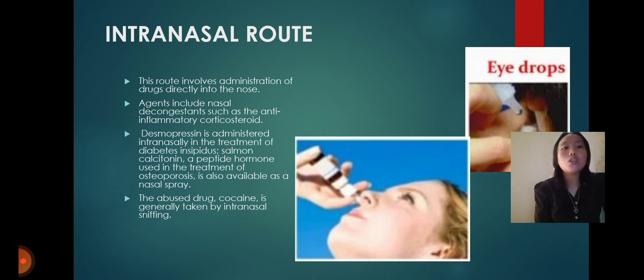And then the intranasal route. This route involves administration of drugs directly into the nose. Agents include nasal decongestants such as the anti-inflammatory corticosteroid. Desmopressin is administered intranasally in the treatment of diabetes insipidus. Salmon calcitonin, a peptide hormone used in the treatment of osteoporosis, is also available as a nasal spray. The abused drug cocaine is generally taken by intranasal sniffing.